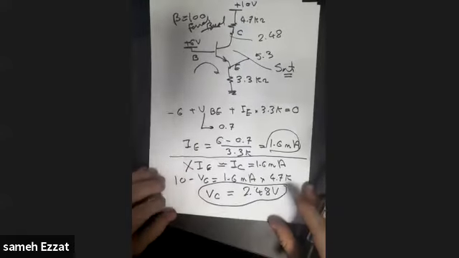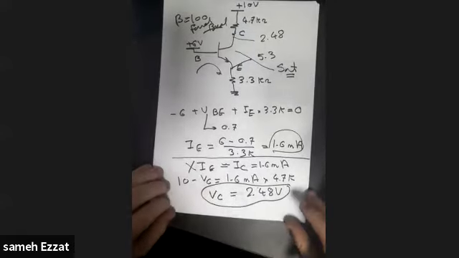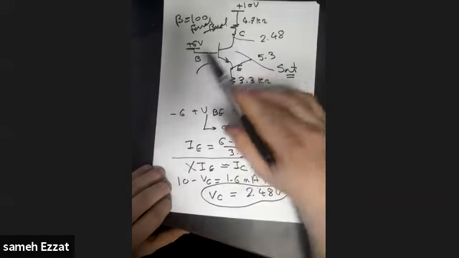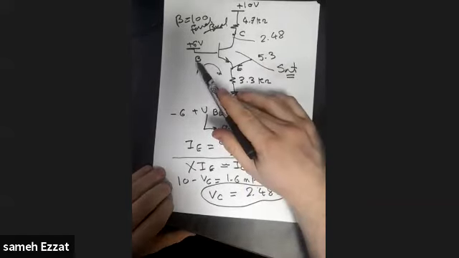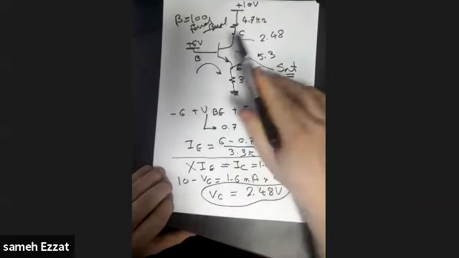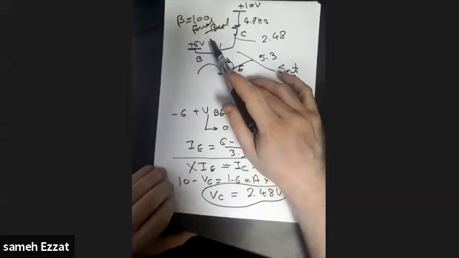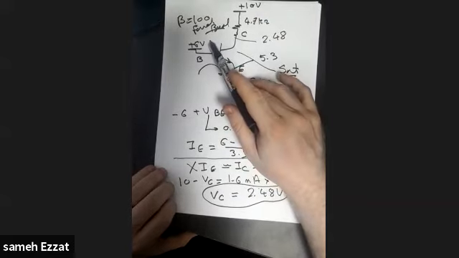So again, we know that it's a saturation mode because when we assume first it's an active mode, we calculate VC, we find that VC equals 2.48 volts. However, V base is equal to 6 volts. So the base voltage is greater than the collector voltage, which means this is a forward bias junction and this is not an active mode case.